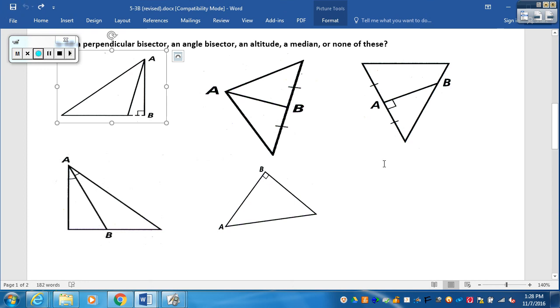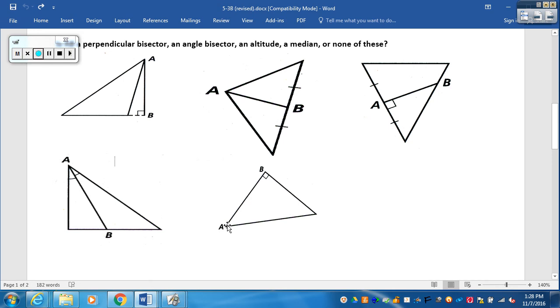There we go. Okay. Now, obviously this is a perpendicular bisector. This one right here, it is coming from a vertex, but we don't know if it's a right angle. We've talked about that already. This one is coming from a vertex, but it's not forming a right angle, and so we already know that's the angle bisector.